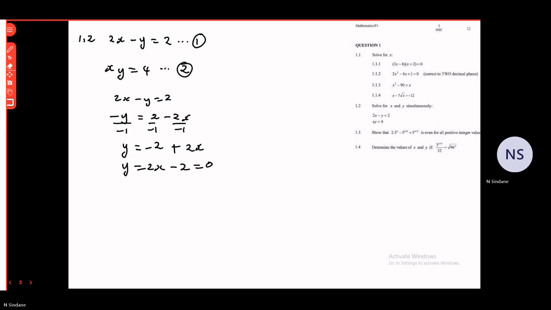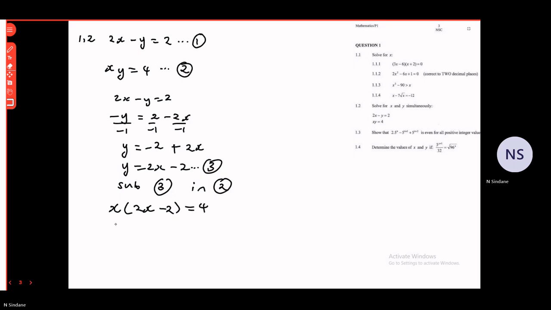Why do I have equals to 0? 0 must just leave my tongue. Okay, now this is my equation 3. Sorry about that. Now I'm going to substitute equation 3 in equation 2, right? And then this will be x into, where there's y, substitute 2x minus 2, right? And then this is equals to 4.